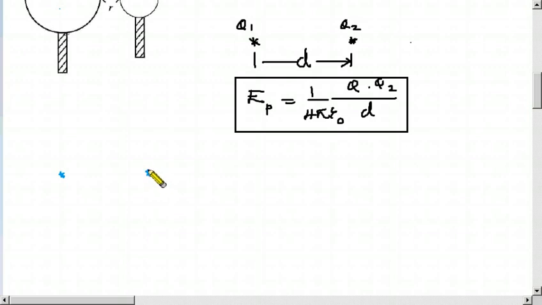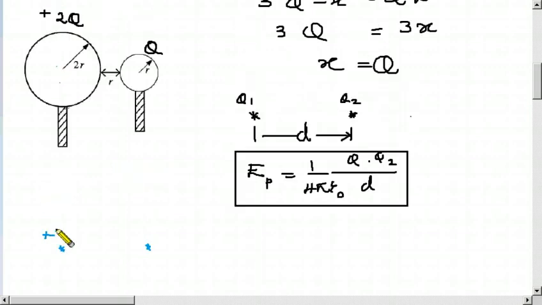Now it has positive 2q, and this point charge has q positive. What is the distance? From here to here is 2r, because the radius, and from here to here r, and this one also r. So r, 2r, there is another 2r here. So altogether 4r. So the distance between them is 4 times r.